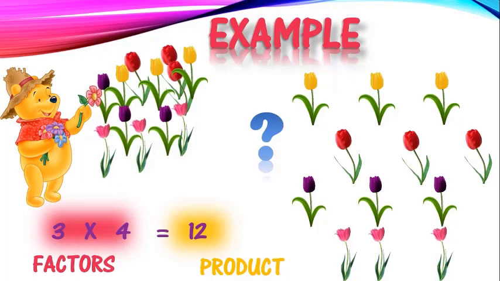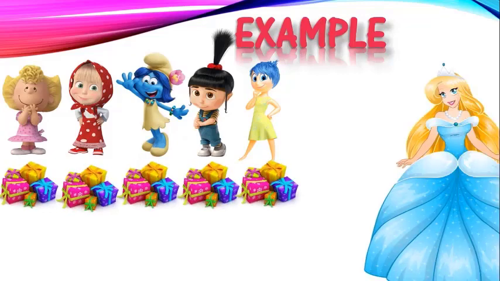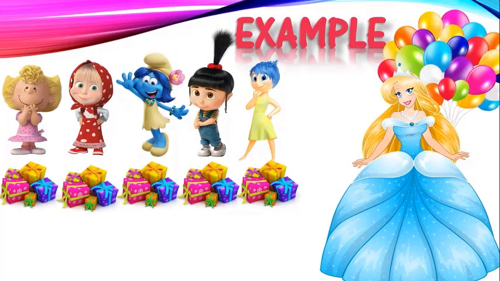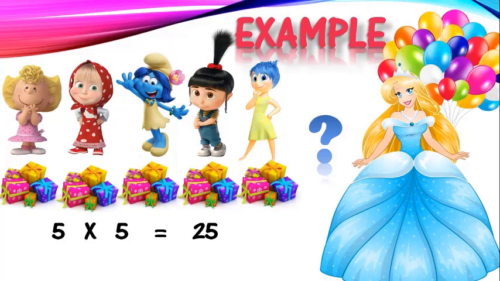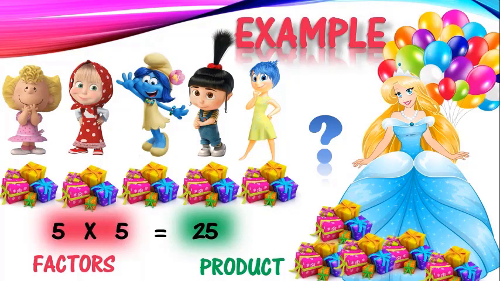Let's take one more example. The children brought gifts to give to their friend on her birthday. There were 5 children. Each of them brought 5 gifts with them. Can you tell how many gifts there are altogether? Let's try to solve it. Remember, there are 5 children, each having 5 gifts. So, 5 gifts from each child makes a total of 25 gifts. Here, 25 is the product of 5 and 5, while 5 and 5 are the factors.